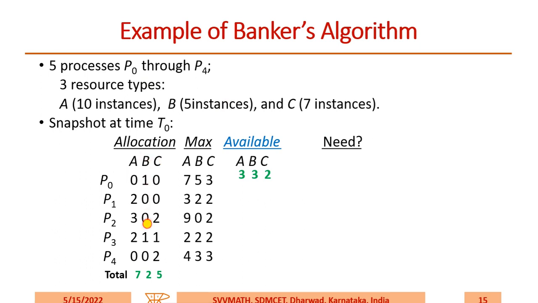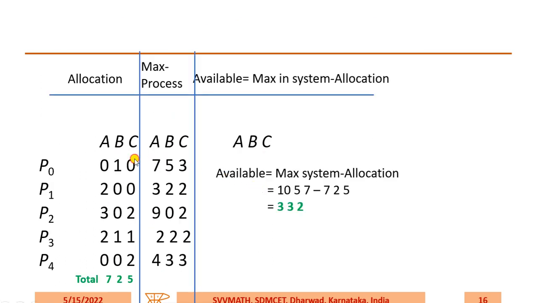When I added all this allocated, it becomes 7, 2, 5. How many maximum do I have? 10, 5, 7. When you subtract it, you will get 3, 3, 2 available. Just do it. You can pause the video. So whatever I just now showed, the same thing I am showing you. 10, 5, 7 is the maximum, and allocated is 7, 2, 5. I am subtracting, I will get 3, 3, 2. Never read it as three hundred thirty-two. It is 3, 3, 2: A is 3, B is 3, and C is 2.